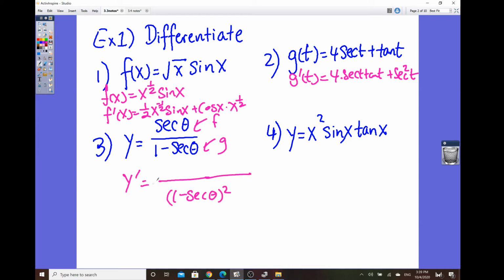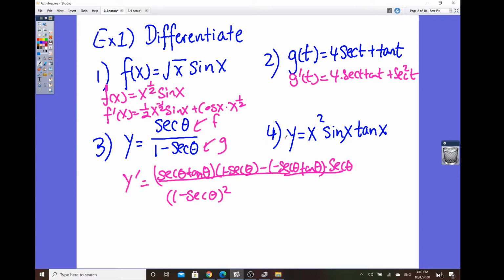The derivative of the top is secant theta tangent theta, times the original g of theta, 1 minus secant of theta, and then minus the derivative of the denominator, which is negative secant theta tangent theta. And don't forget, times the original f of theta. The rest of this, you can multiply out, FOIL, distribute, and combine like terms.